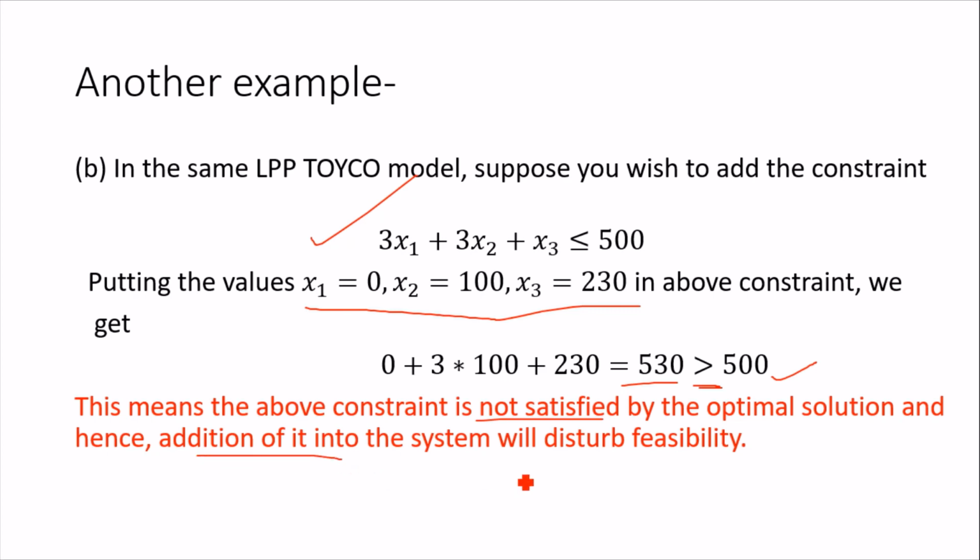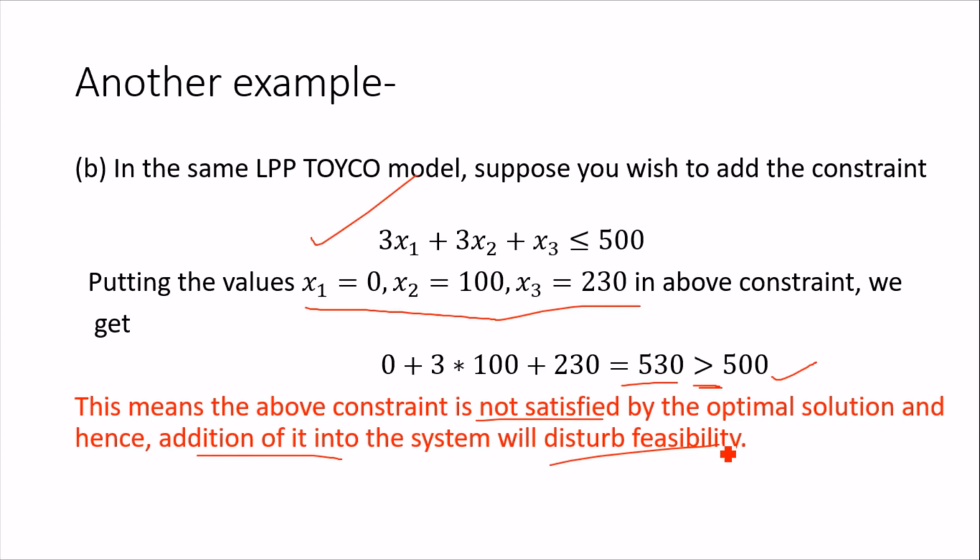Hence, addition of it into the system will definitely disturb feasibility. So we need to add it into the system and then get the new optimal solution, because this optimal solution is definitely not satisfying the constraint. Now we need to understand how to add this into the system. So we are done with the first step. The first step was whether to add the constraint into the system or not. If it is already satisfied, no need to add. If it is not satisfied, then add.